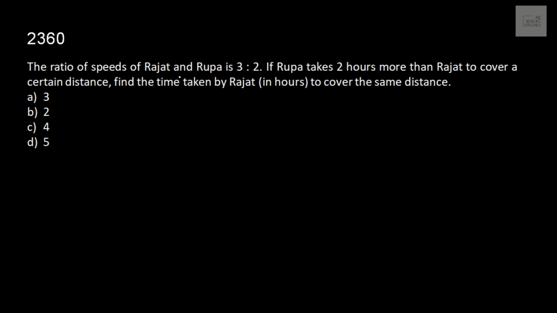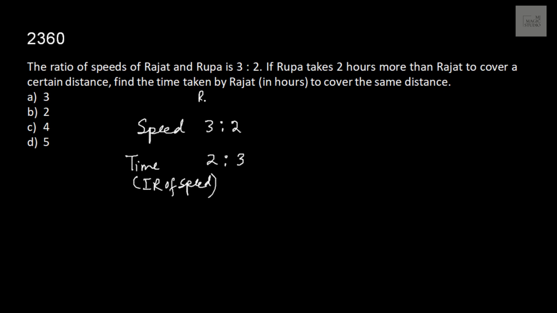The ratio of speed of Rajat and Rupa is 3:2. Speed ratio is given 3:2. If Rupa takes 2 hours more than Rajat to cover a certain distance, find the time taken by Rajat to cover the same distance. We need the time taken. If speed ratio is given, time ratio is the inverse ratio of speed, because speed and time are inversely proportional to each other if distance to be covered is same. So inverse ratio of speed ratio will be 2:3.